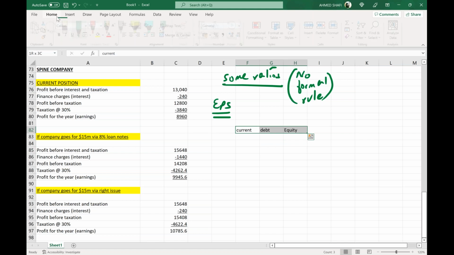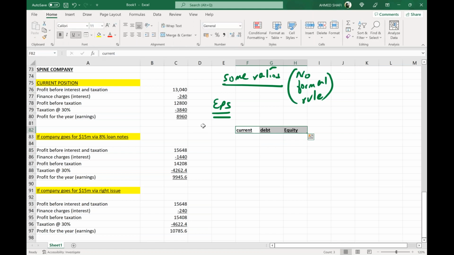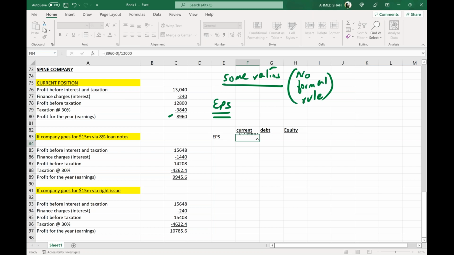If you look at the current data, how will you calculate the current EPS? It's PAT. What is the PAT? In current data, the PAT is 8960, less preference dividend. What is the preference dividend? Currently 0. Divided by the number of ordinary shares. It's clearly mentioned the company has 12 million shares. Since we are working in thousands, 12,000 shares. This is the current EPS.